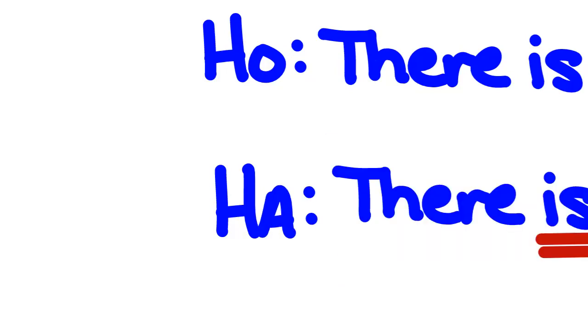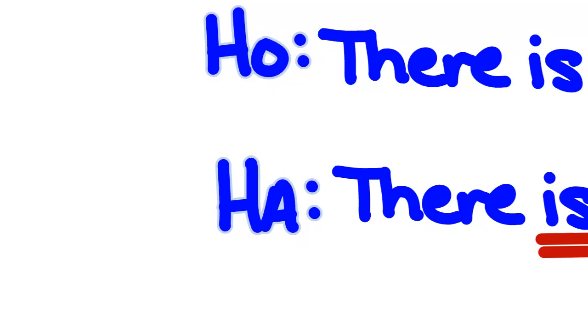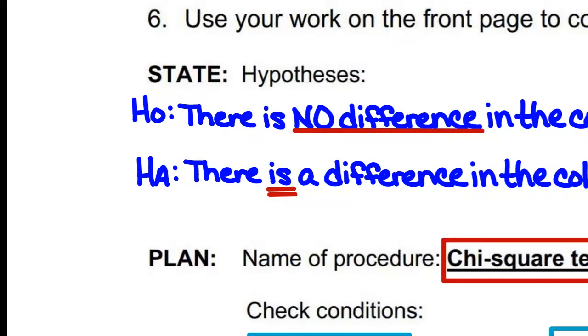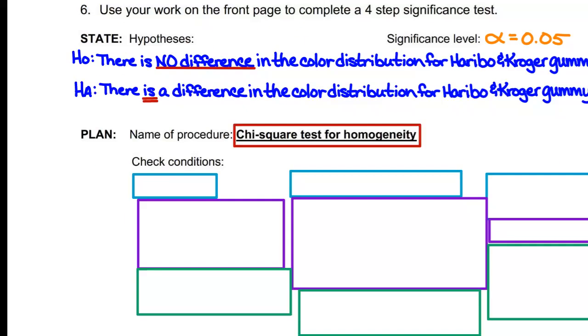Yes. There is a difference in the color distribution for Haribo and Kroger gummy bears. What we are going to perform is called a chi-square test for homogeneity. Last time, we did a goodness of fit test. 12.1 was goodness of fit. For goodness of fit, I had to have some idea. I had to have a claimed distribution that I was comparing my sample to.